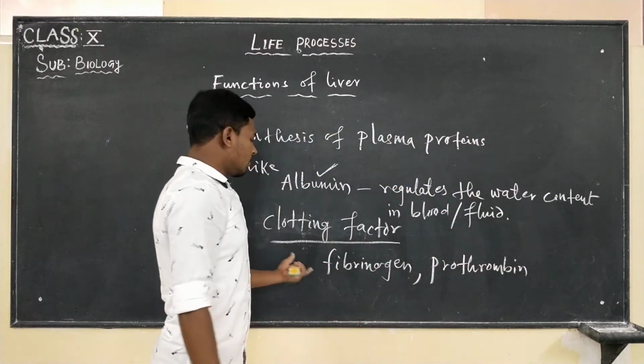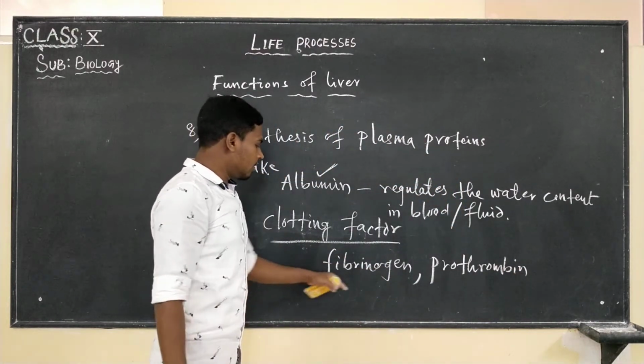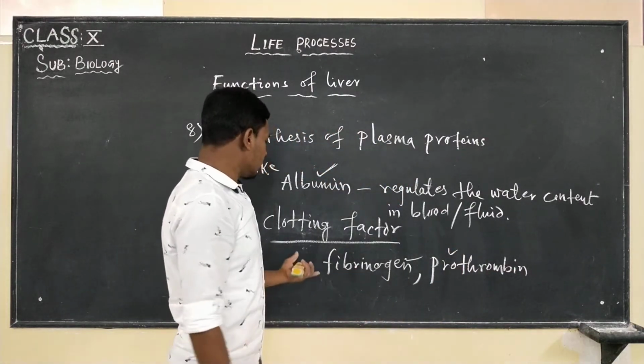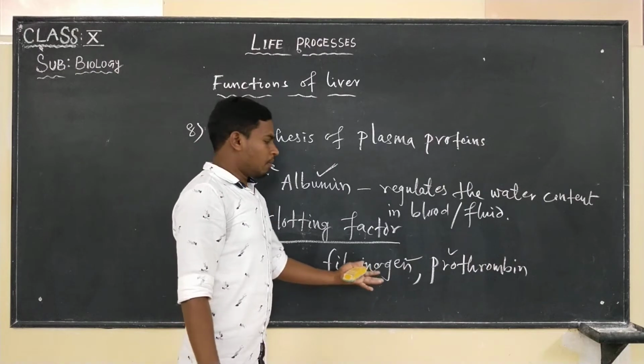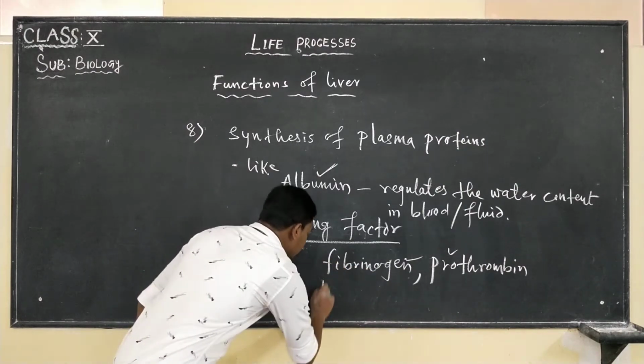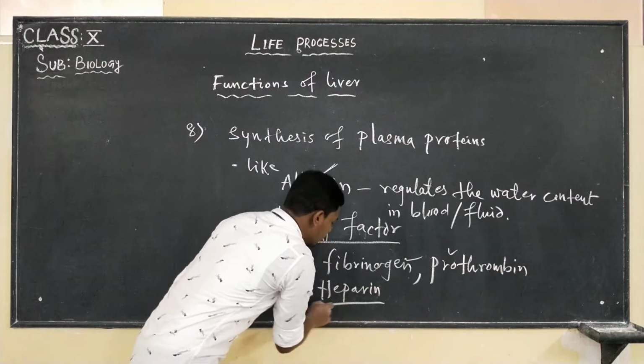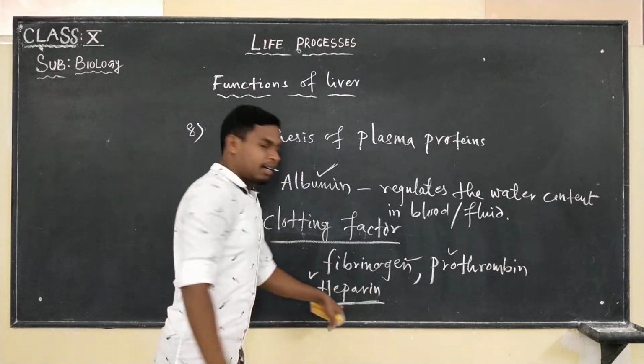Fibrinogen and prothrombin. These are the proteins that help in blood clotting. And heparin. Okay. This is anticoagulant.